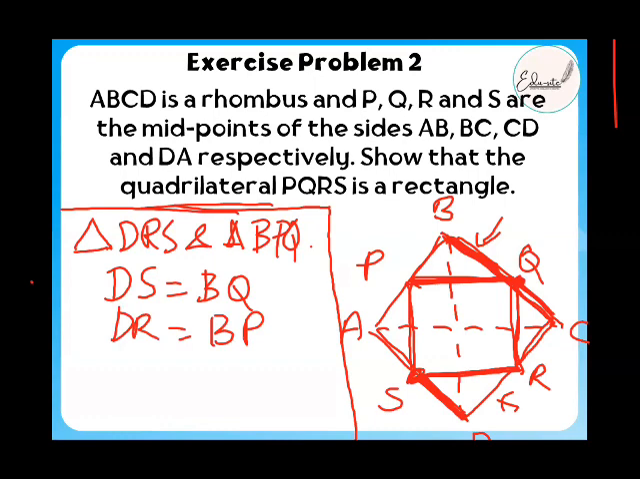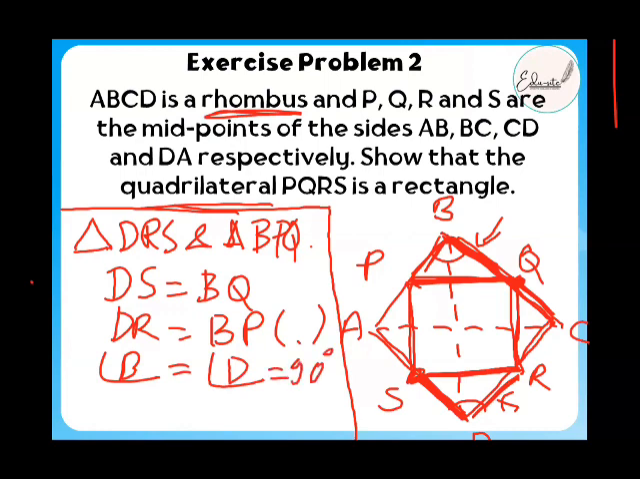Correct? Why is it so? Because opposite sides of the rhombus again. DR and BP are the opposite sides of the rhombus, right? Then we know that angle B is equal to angle D is equal to 90 degrees. Is it right? Yes, angle B and angle D in the rhombus are given already equal to 90 degrees. Hence, which is the postulate through which we can prove this? Yes, the SAS postulate.